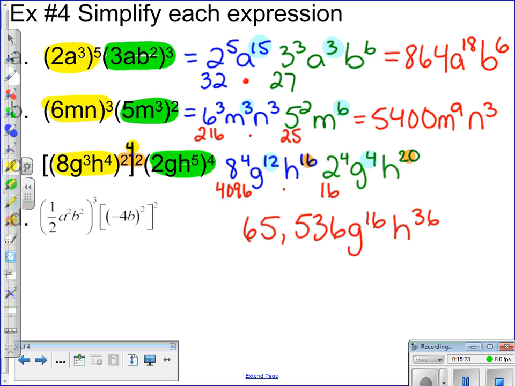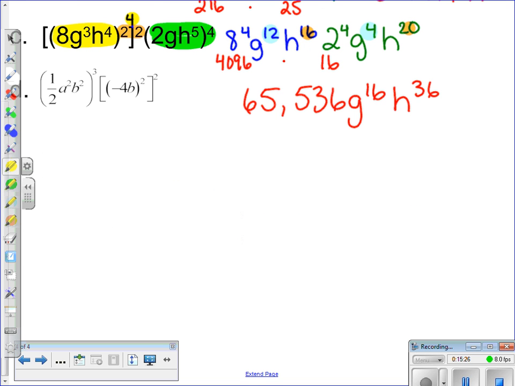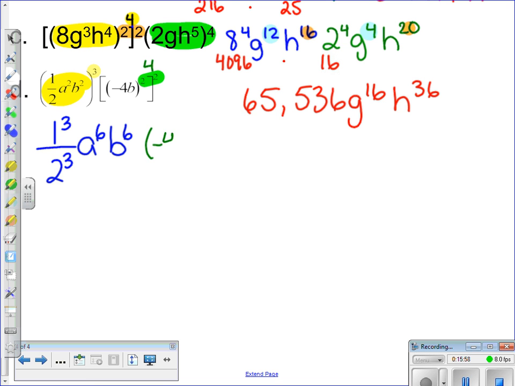All right, one last problem. Let's do the cubing part first. You need to cube the 1/2. You need to cube the 2. Multiply 2 times 3 is 6. And B is 2 times 3 is 6. Now the second part, notice that there's 2 2's out there. I'm going to go ahead and multiply that together and make it a 4. So I have negative 4 to the 4th and B to the 4th.